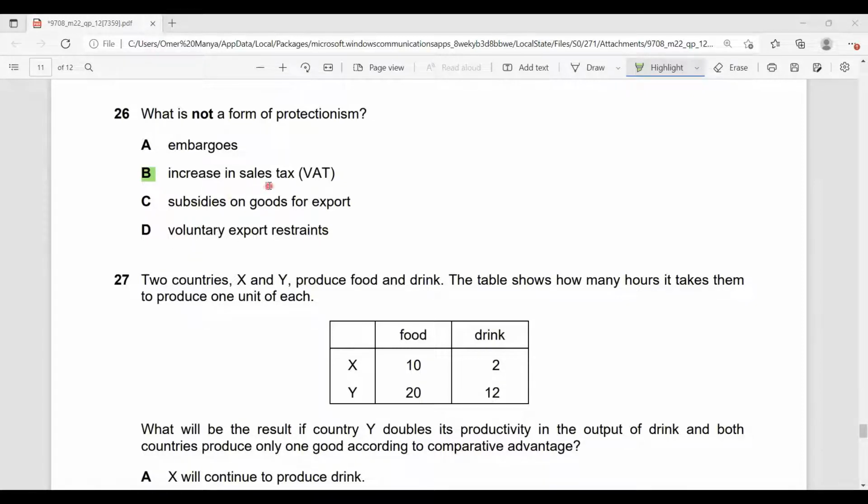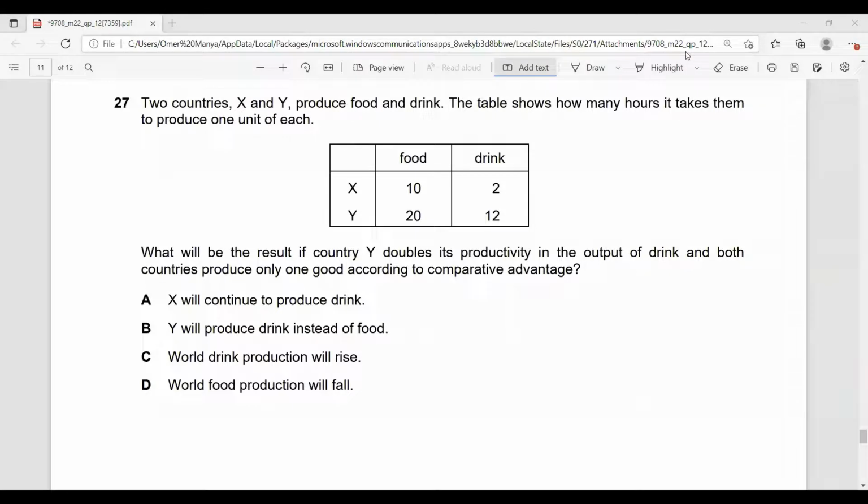An increase in sales tax, this is a domestic action. This is when a tax is added at the point of sale and on domestic products that are sold locally. It has nothing to do with protectionism.